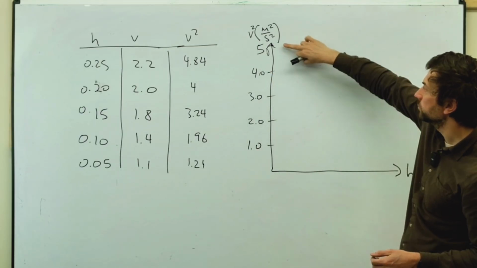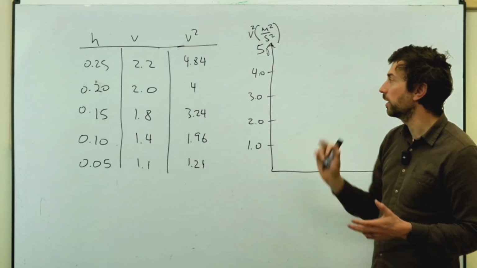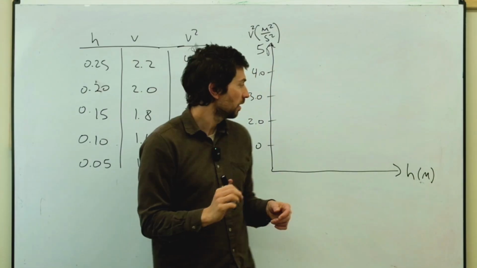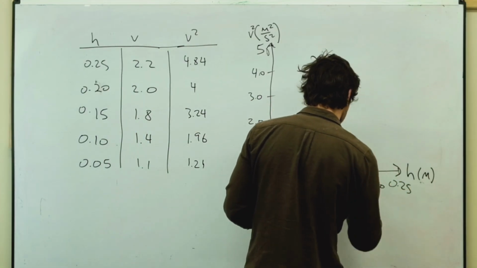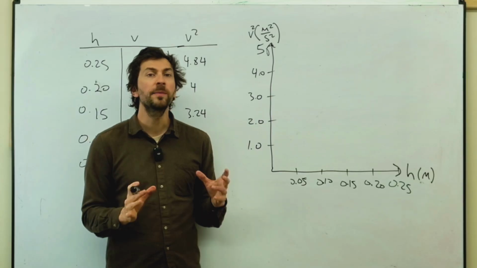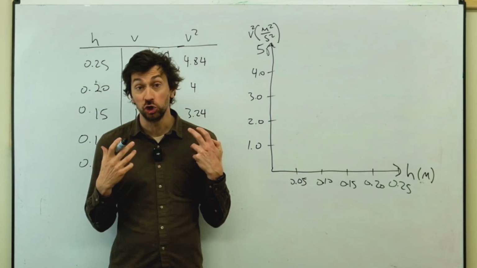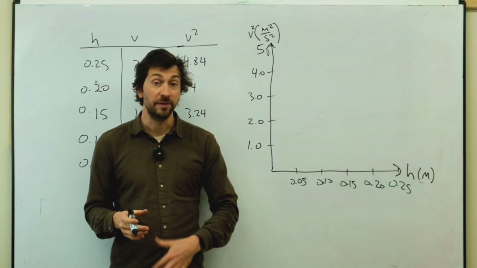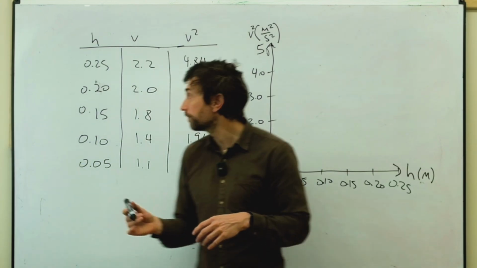So the way I've drawn it, this one up here is 5, so 4, 3, 2, 1. That's going to fit the v squared quite nicely. So for h, I want to go up to 0.25. Like that. And if we put these scales in a way that's going to fit the data nicely, it should show the line really well and be very easy to draw. So now I'm going to take the data and plot it.